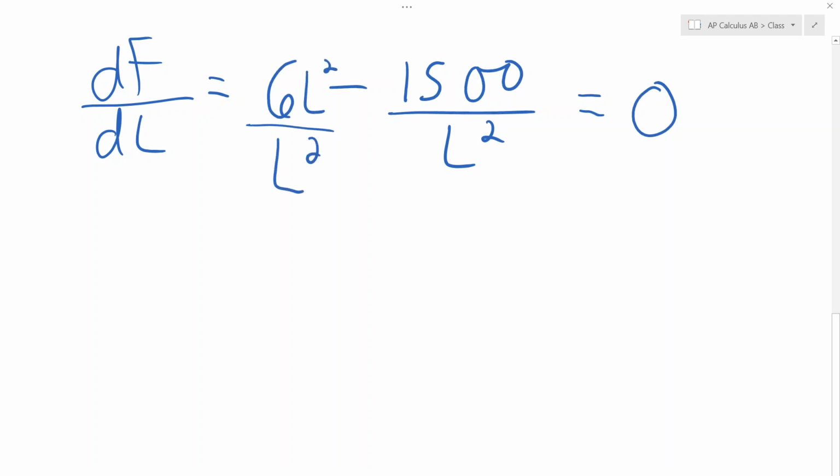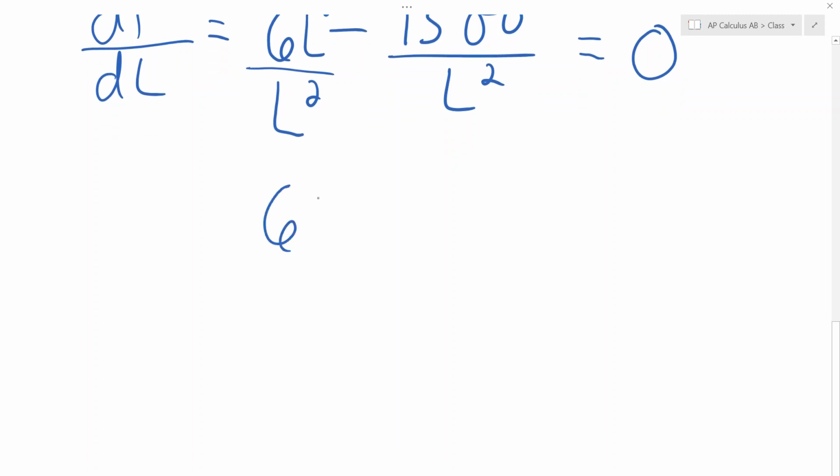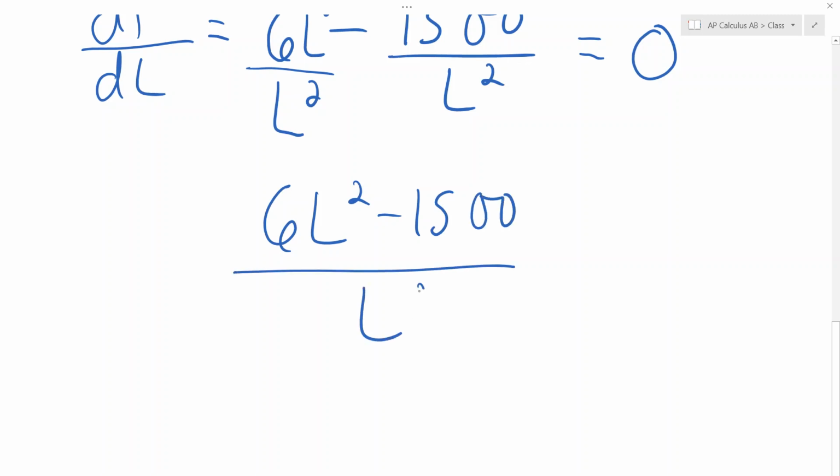So we're going to put L squareds there. We're going to multiply by L squared over L squared to get a common denominator. And that's going to give us this: 6L squared minus 1,500 over L squared is 0. You want that common denominator, kids. That's a big, big step for us here.